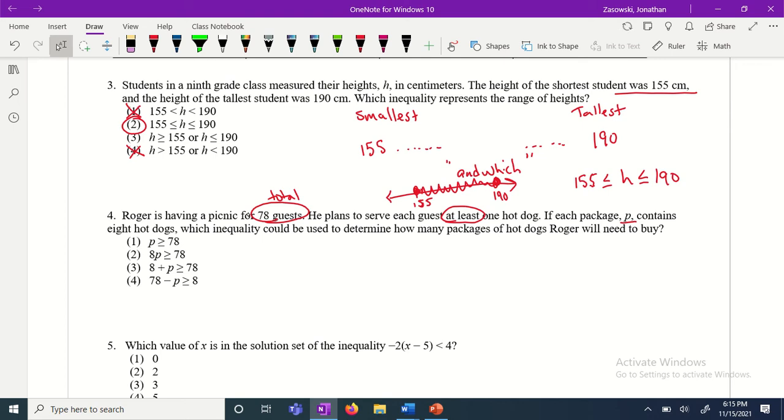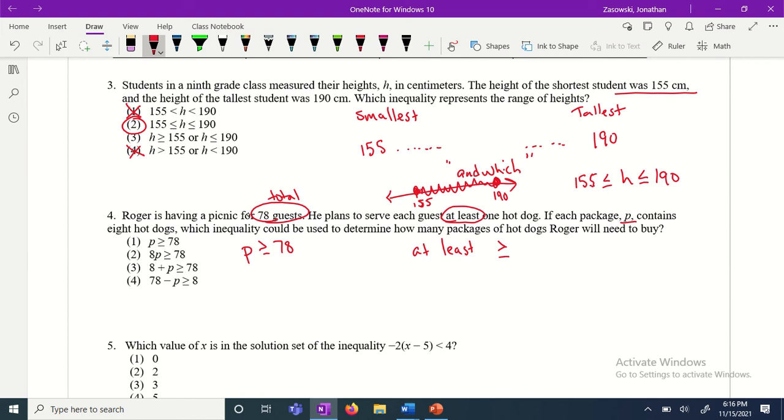So we're going to try to keep our variable on the end. So look at it. Is P greater than or equal to 78? Now, if you notice, remember we said at least. Even though it says least, we're talking about greater than or equal to. So are we talking about P representing 78? So is the packages, we have at least 78 packages of hot dogs. Does that make sense? Remember, each package contains 8 hot dogs and 78 guests. And they have at least 1 hot dog. So got to have 78 of them.